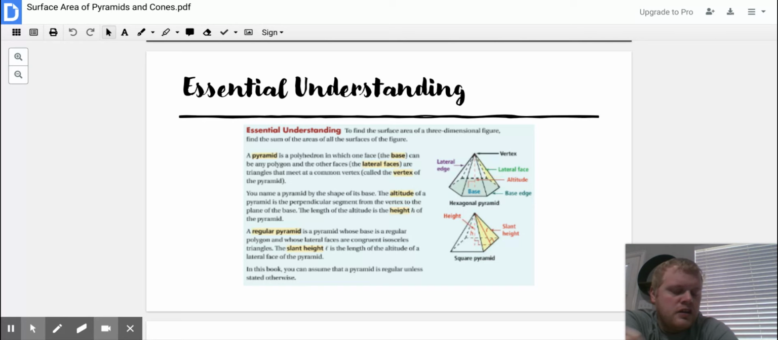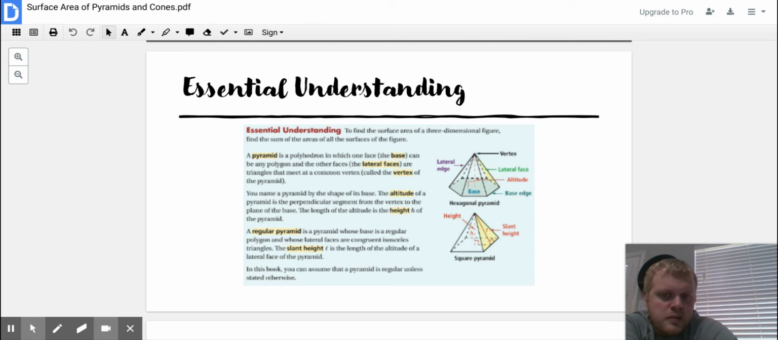All right, so again, yesterday with our prisms, we saw that the lateral faces were rectangles. For pyramids, the lateral faces are going to be triangles, as I said there. You name a pyramid by the shape of its base. So again, whatever the shape of the base is, since there's only one base in a pyramid, that's what it's going to be called by. So in that first example right there, it's called a hexagonal pyramid because the hexagon is the base of the pyramid, like the one below. As we see, that base is a square. That's why it's called a square pyramid.